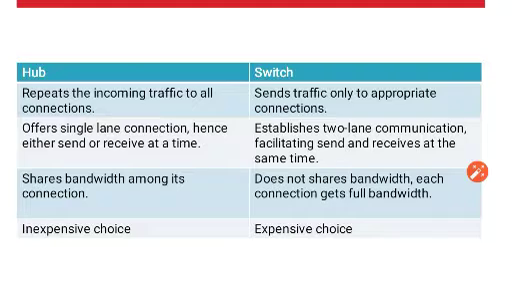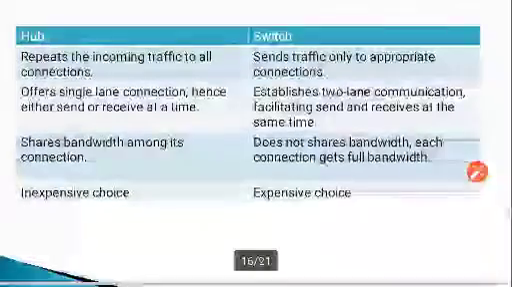So that's why it's intelligent. Hub offers single lane connection and hence can either send or receive, but switch establishes two-lane communication. So it can facilitate sending as well as receiving at the same time. Hub shares bandwidth with all the connections, whereas switch does not share. It has specific bandwidth for each and every connection.